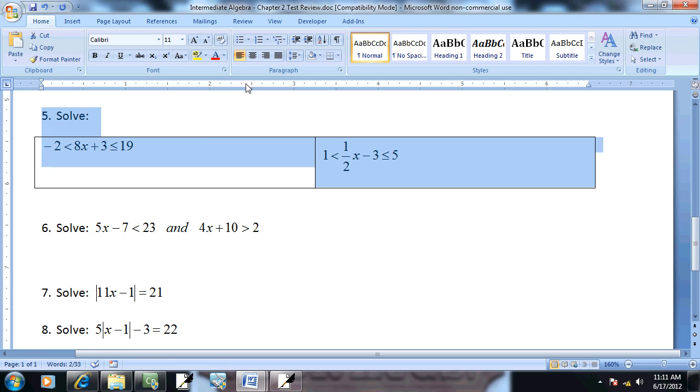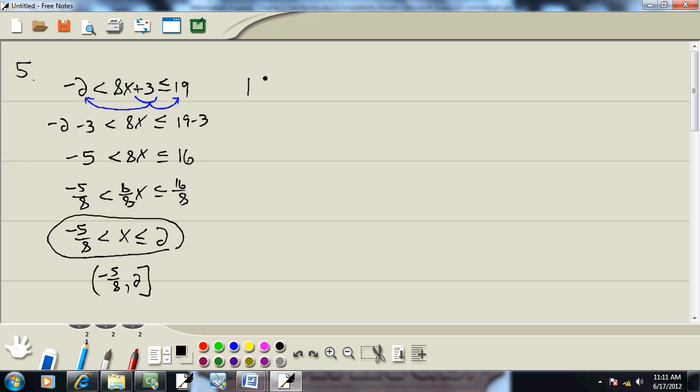Let's take a look at another example. Well, first step, get rid of parentheses. Don't have any. Second step, get rid of fractions. Multiply everything by the LCM of all your denominators. I only have one denominator, the 2, so that is our LCM. So I'll multiply everything by 2.